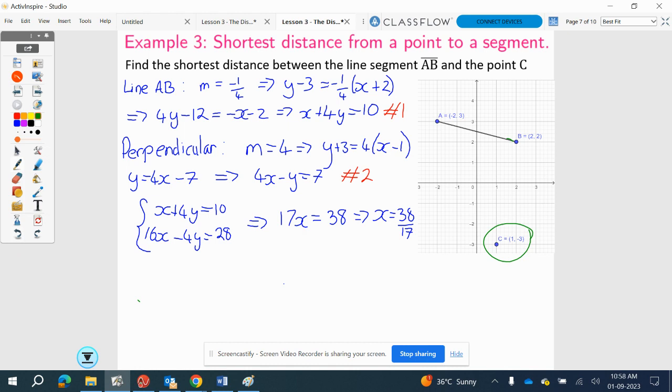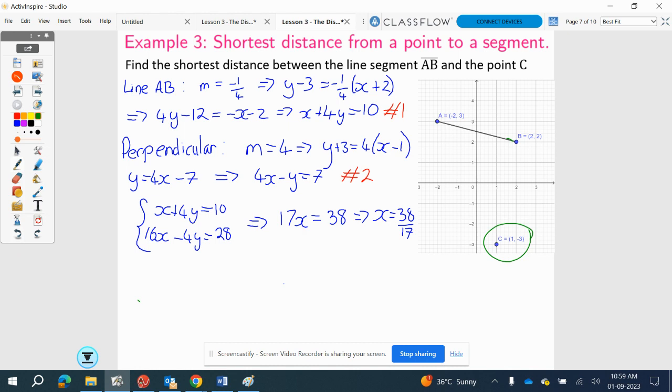Expand the bracket, 4 times x gives 4x, 4 times minus 1 gives minus 4, subtract 3 gives minus 7. So then I just rearrange it into this form. I get equation number 2. So if you look at equation number 1 and equation number 2, I'm looking for a simple method to eliminate them. The 1 and the 4, none of the coefficients of x and y are the same. If they were the same, I go for that. If there's a simple multiplication, then I go for that.